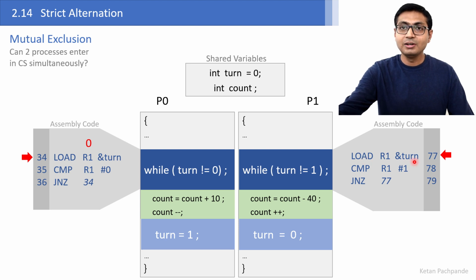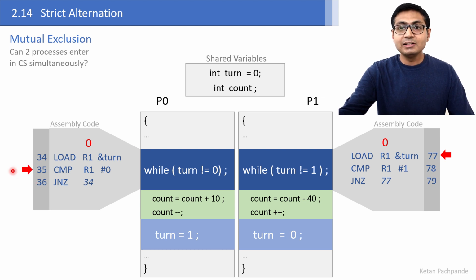What is the current value? Which is again 0, into its own register R1. Now both the processes P0 and P1 have the value 0 in their registers. Let us go ahead and preempt the process P1 and again give the chance to process P0.